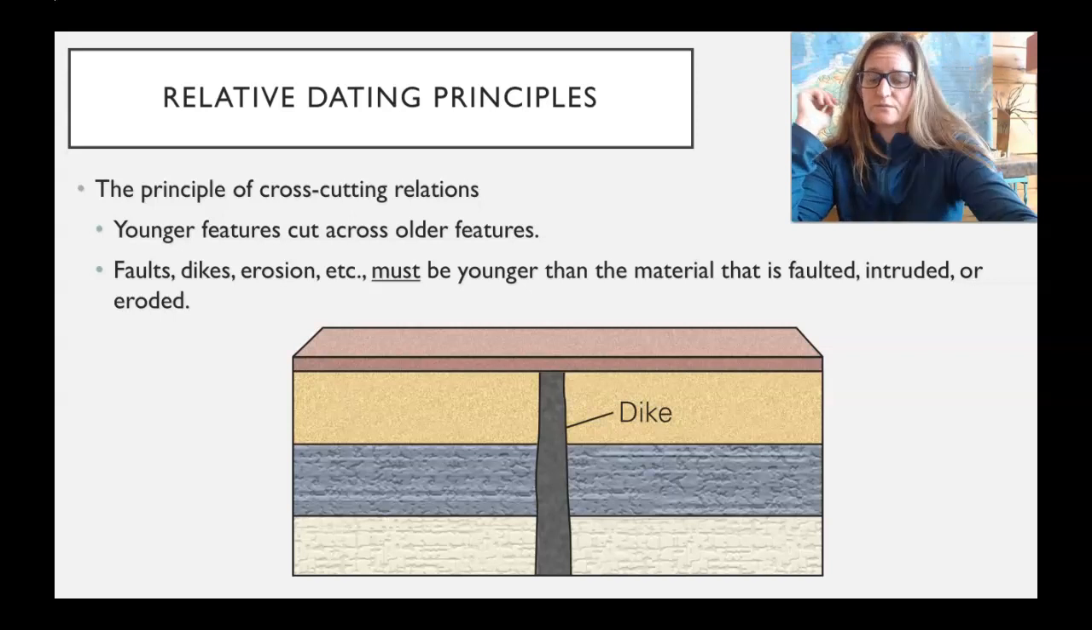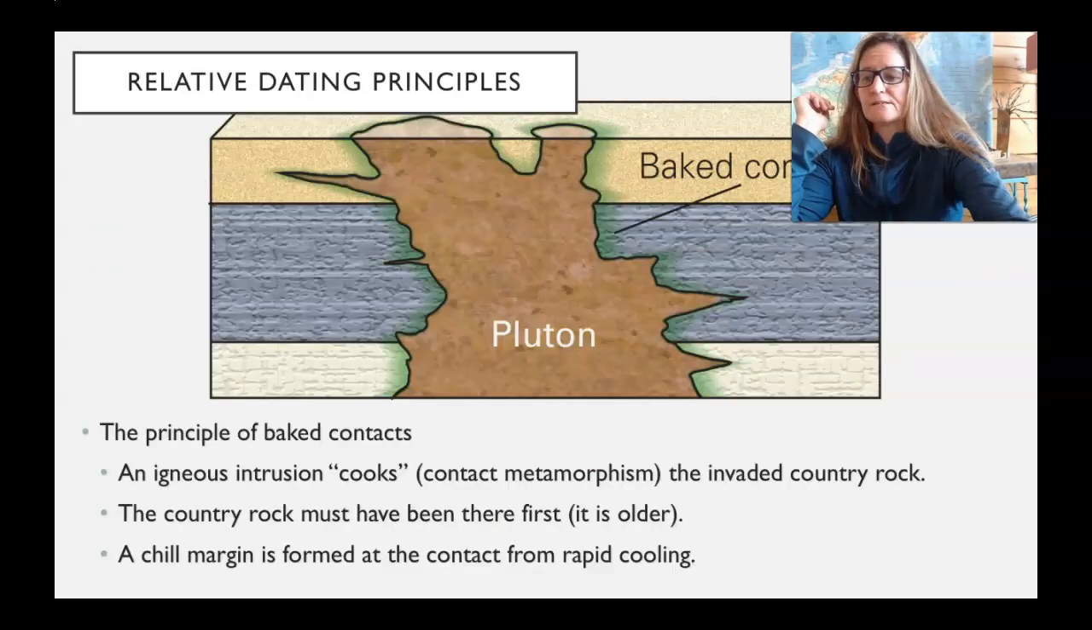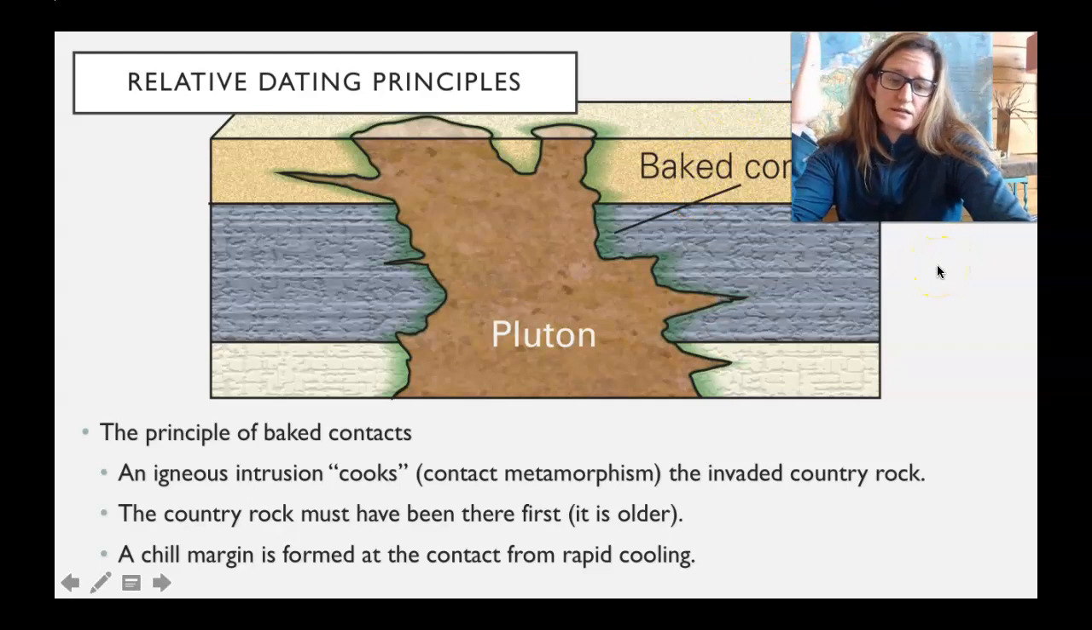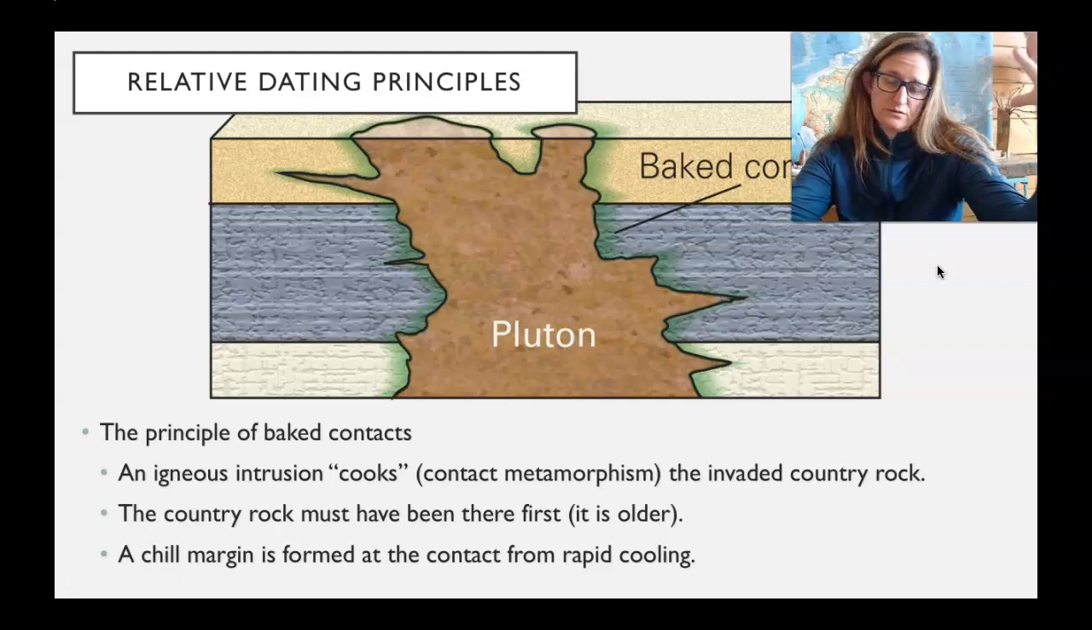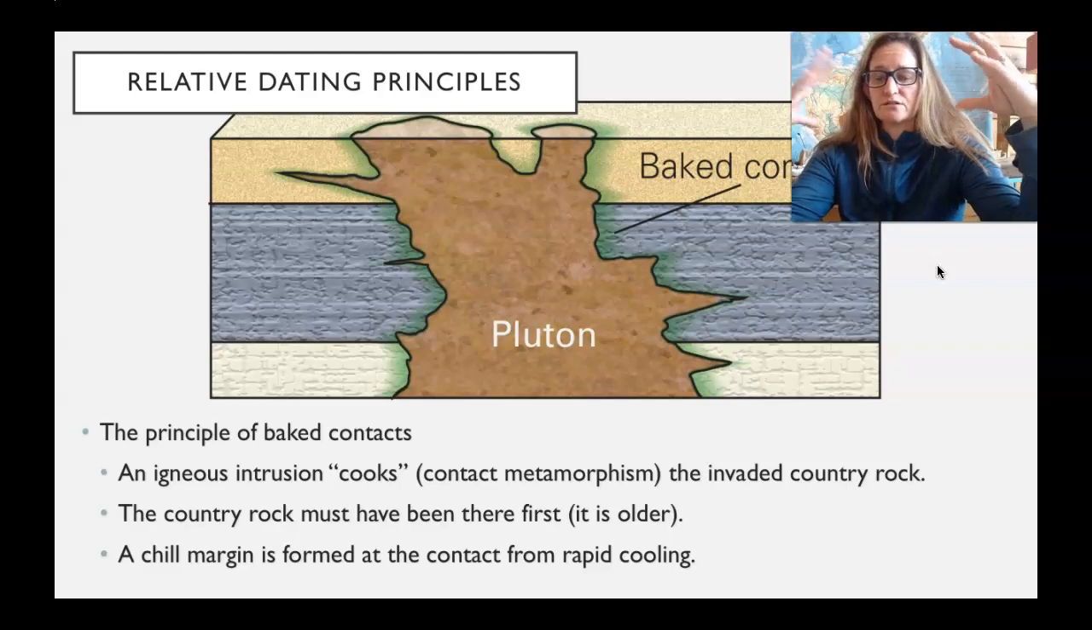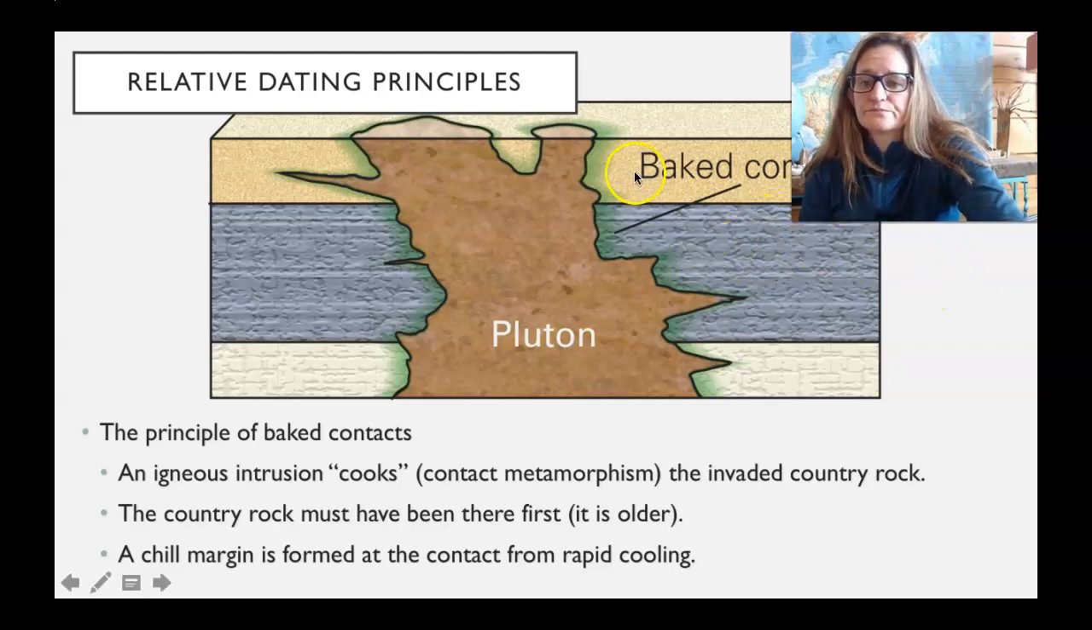Cross-cutting relationships. Here is a pluton. A dike is just a skinny little intrusion, but this is a big pluton, and it's shot up into that same sequence of rocks, and it has cooked the edges. So we have the baked contact here, slightly metamorphosed, maybe some contact metamorphism in those rocks.